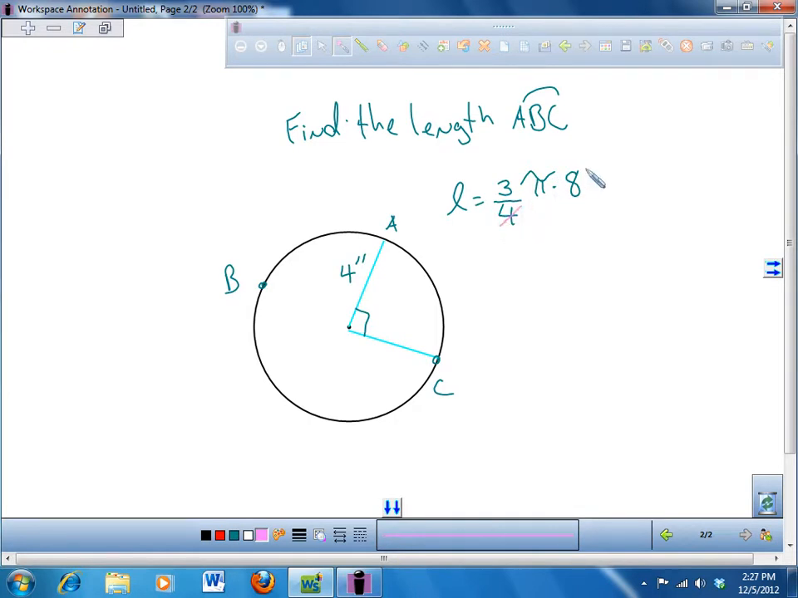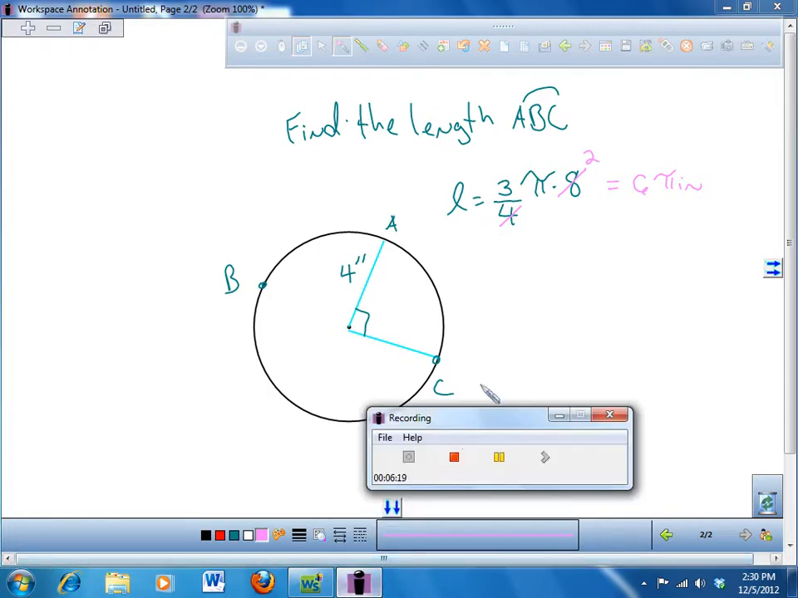4 goes into 8 2 times. So you get 3 times pi times 2. So your exact answer would be 6 pi. And then you could plug that into your calculator, and that would be in inches again. And if they say write your answer exactly, then you'd write it as 6 pi.